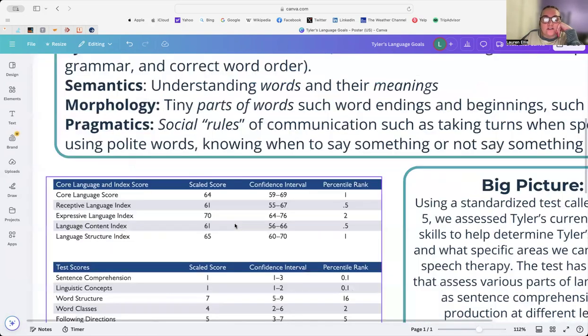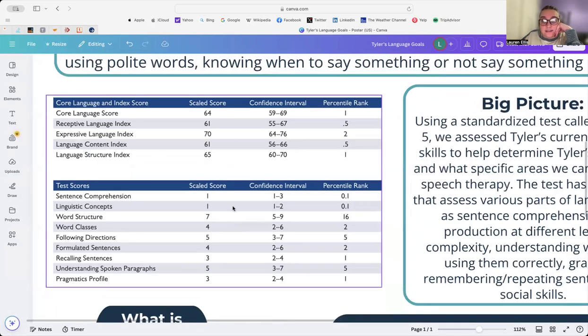So, right here are the scores from his assessment. And I think that sometimes scores and percentile ranks can be kind of confusing. So, I more wanted to focus on what they mean for Tyler specifically. So, right here, this receptive language index, that just means language that Tyler can understand, when someone's speaking to him, what he can understand. And then expressive language index is how well he is using language to express himself. And so those are just general broad scores for those 2 categories.